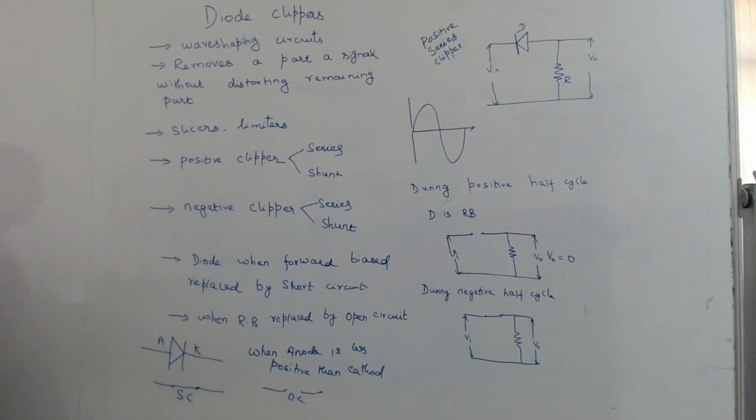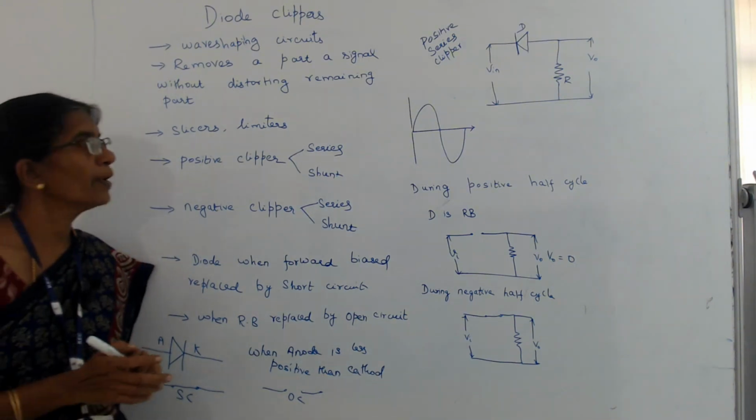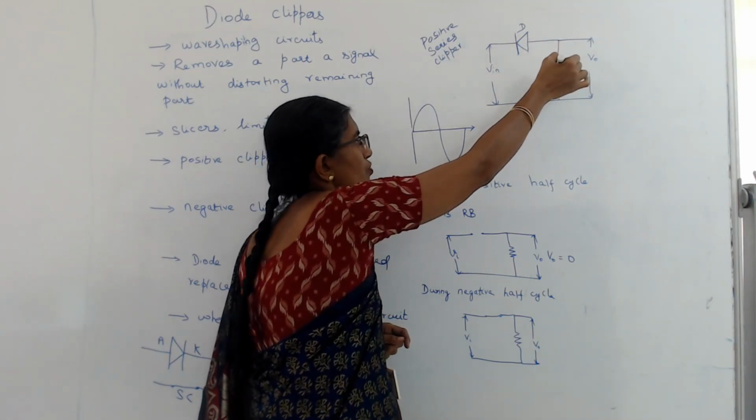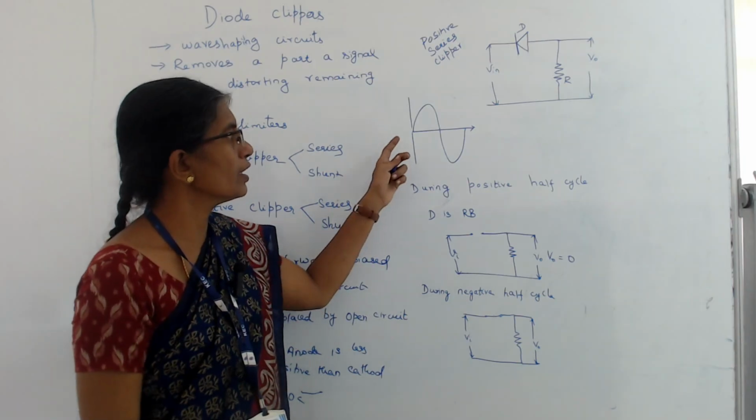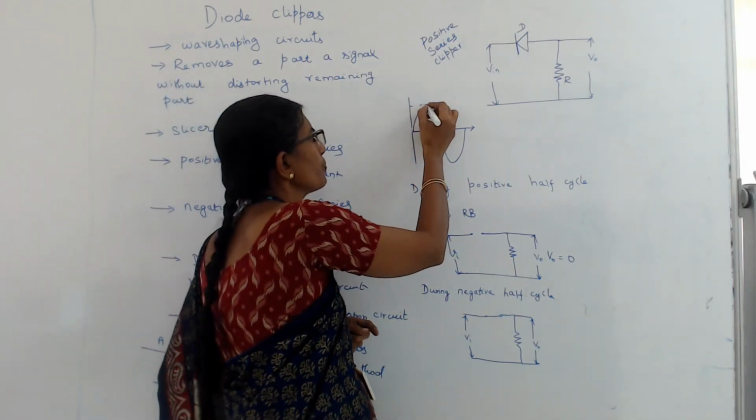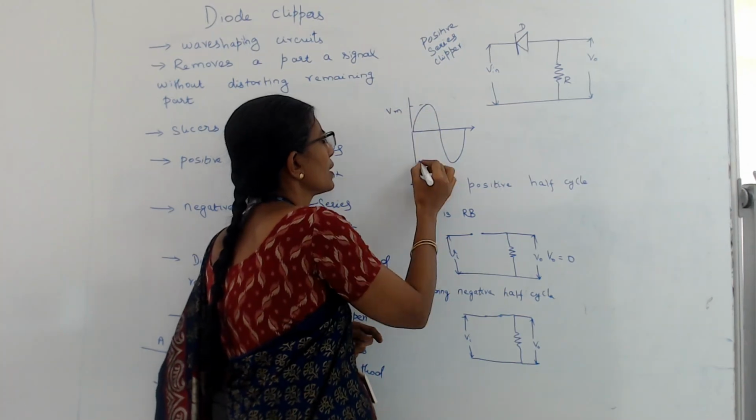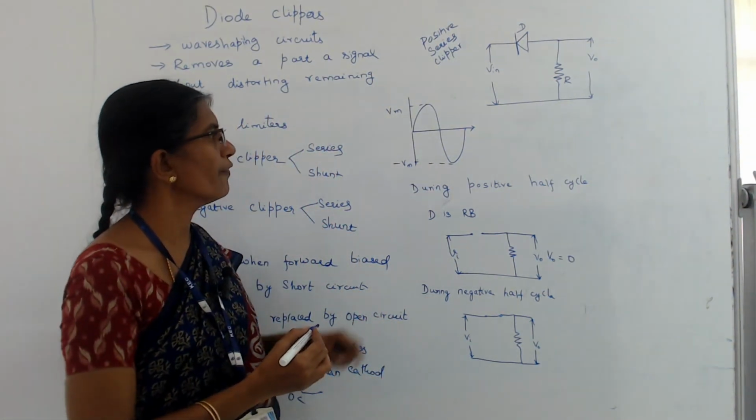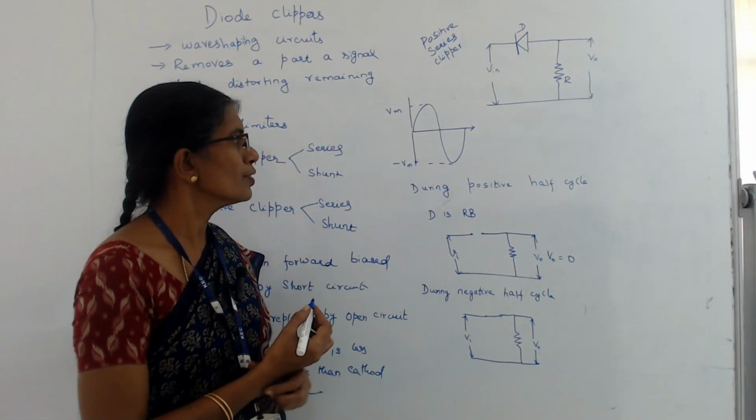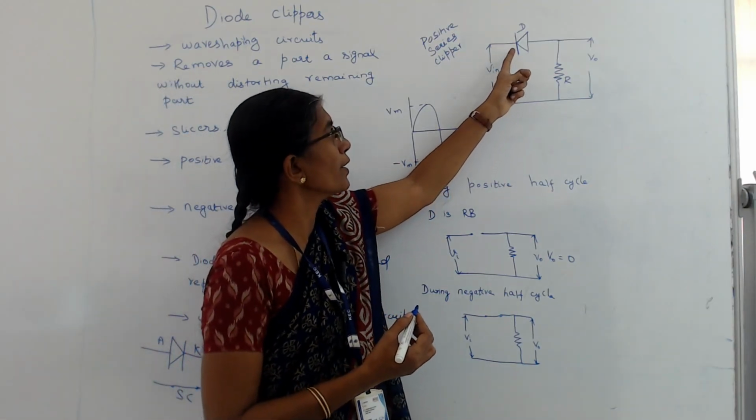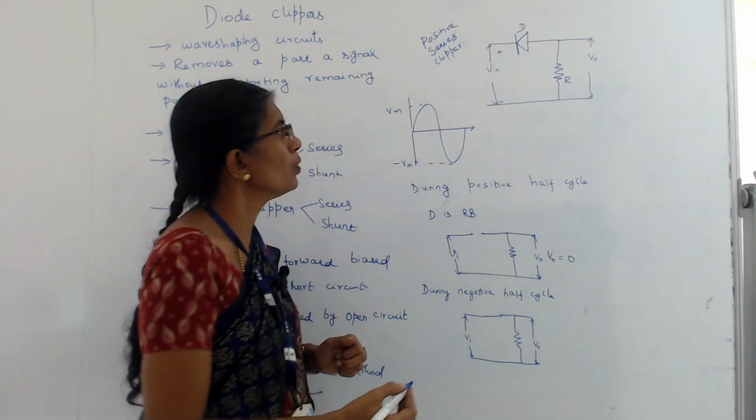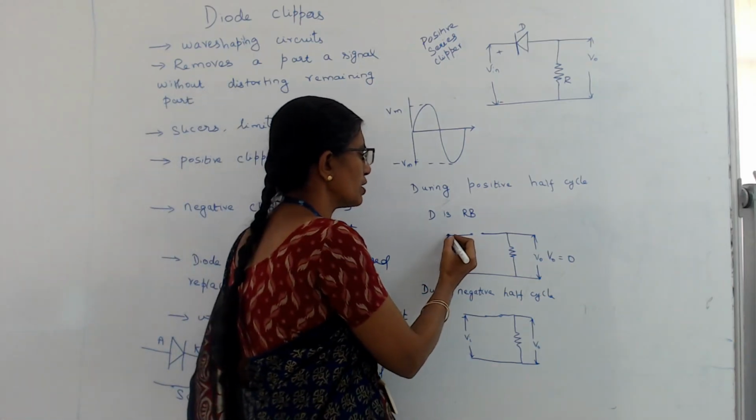So now we will go for the first circuit, which is the positive series clipper. As shown in the circuit diagram, the diode is connected in series with the load resistance. Here, we take the input as a sine wave with peak value Vm. What will happen to the circuit when the input is in the positive half cycle? During the positive half cycle, the cathode terminal will be positive compared to the anode terminal. So the diode is reverse biased and the circuit will be replaced in this form.